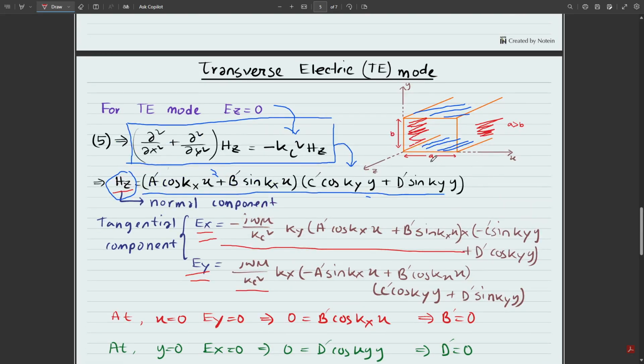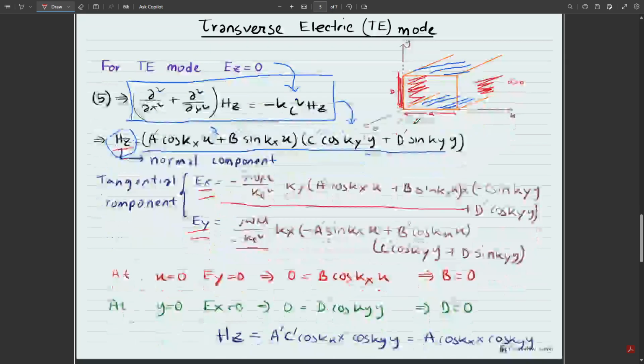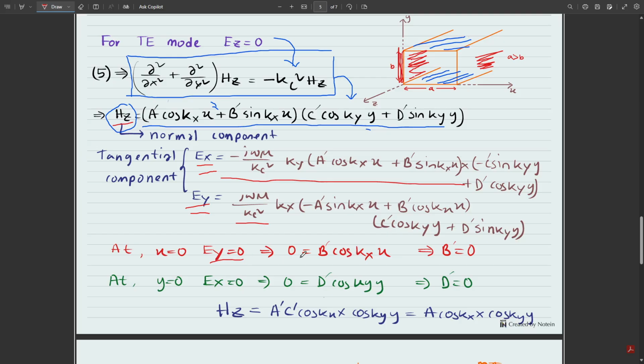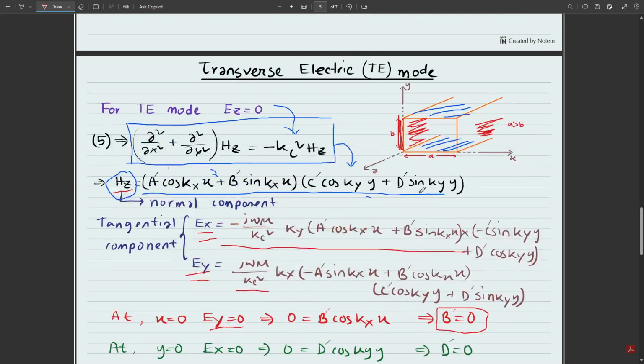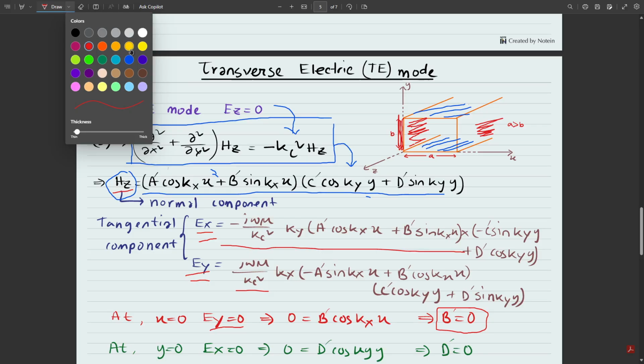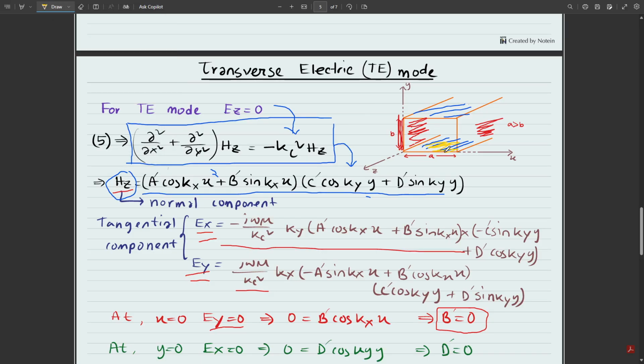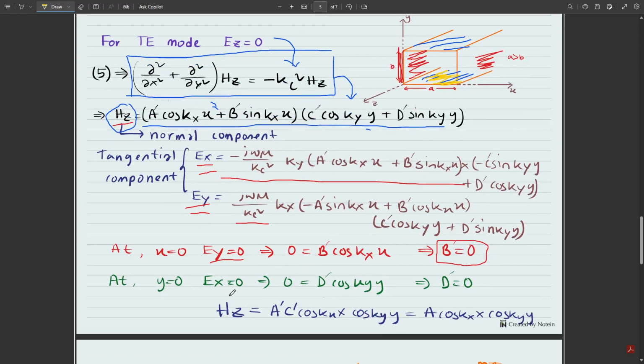Okay, so I have already discussed that at x equals 0, our tangential component Ey becomes 0. So we write this equation, and this gives b equals 0, b prime equals 0. Similarly, another equation we can write: at this plane y equals 0, our tangential component Ex becomes 0. So we have written here. Okay, so this results in d prime equals 0.